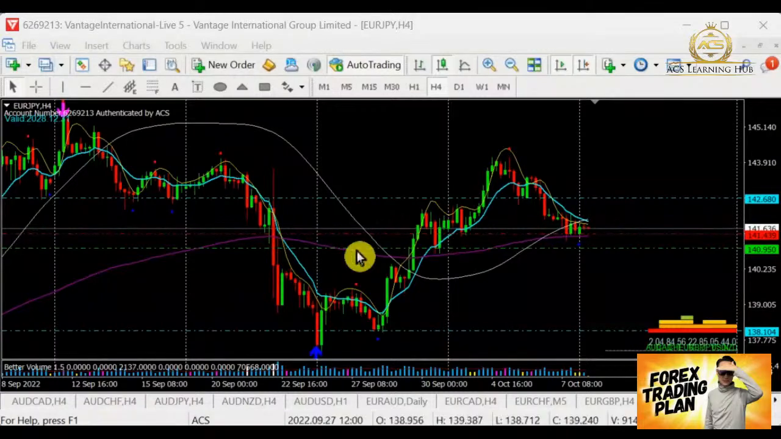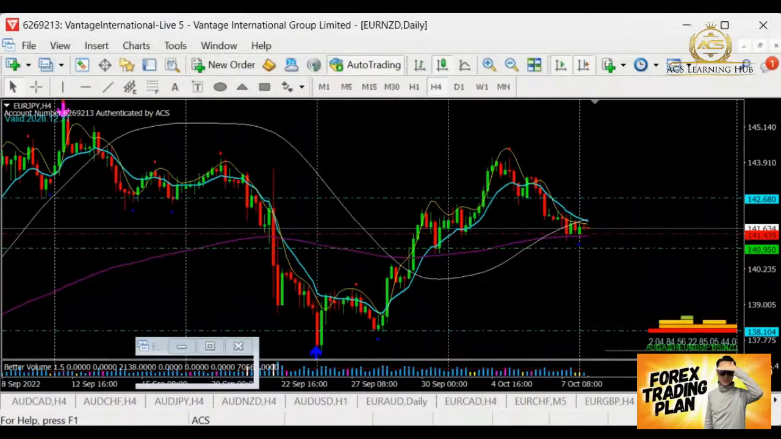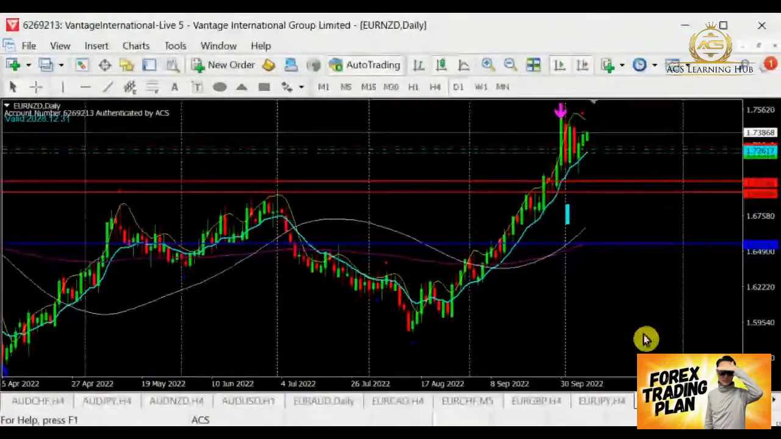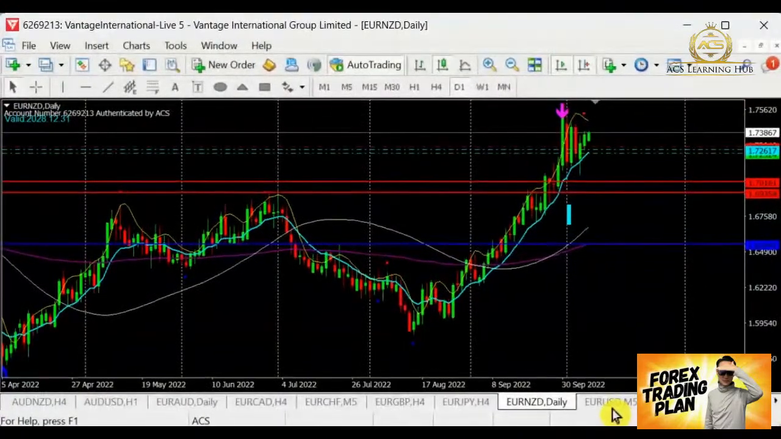Right. So euro kiwi. How about euro kiwi? Well, euro kiwi is very straightforward. We are also in the bull. So buyers can take note for euro kiwi, but sellers stay away.